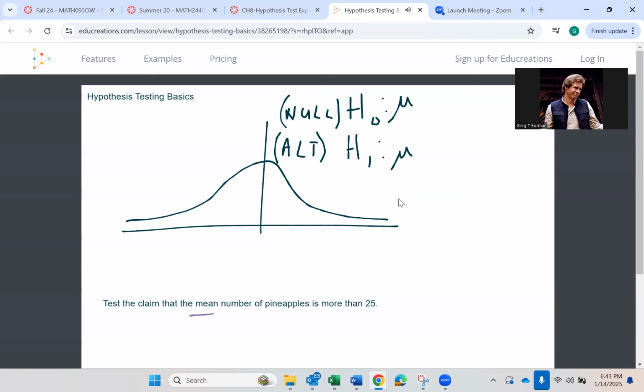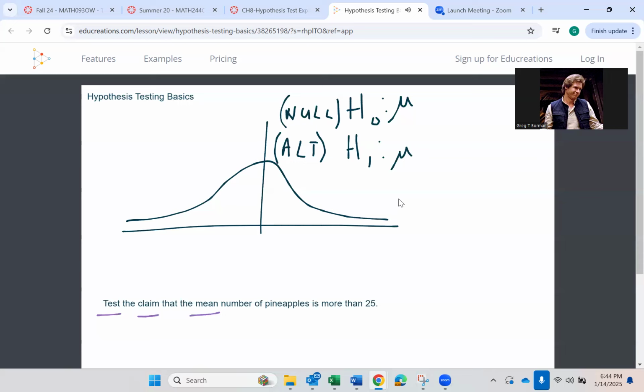Well, I see the word mean, so I say, okay, mu, that's the parameter I'm interested in. I see test, and I also see claim. Either one of those words lets me know, this is a hypothesis test, not a confidence interval. So I'm doing H0 and H1, null and alternative. I see the word mean, so I know I'm going to have the mu right there.